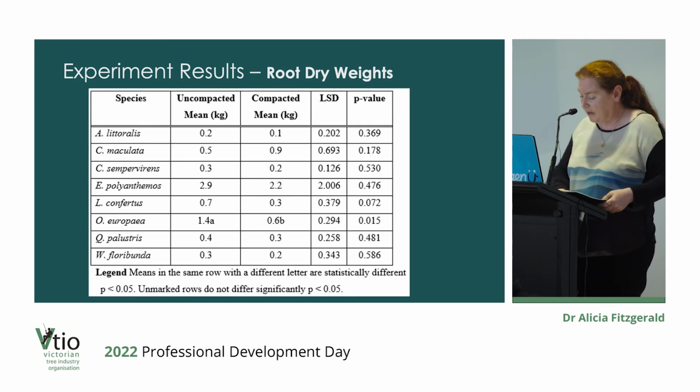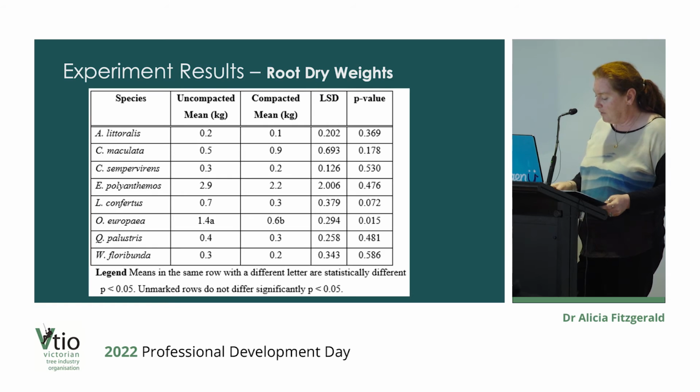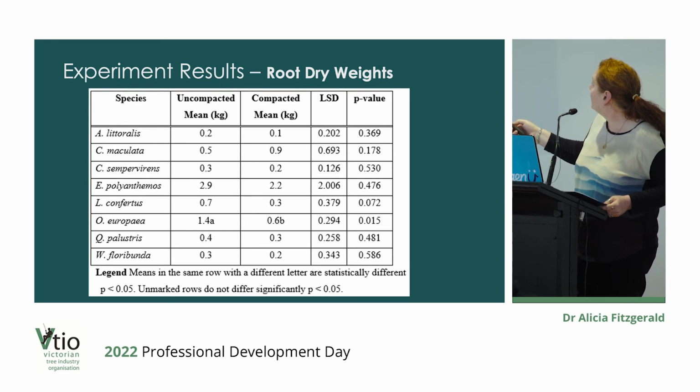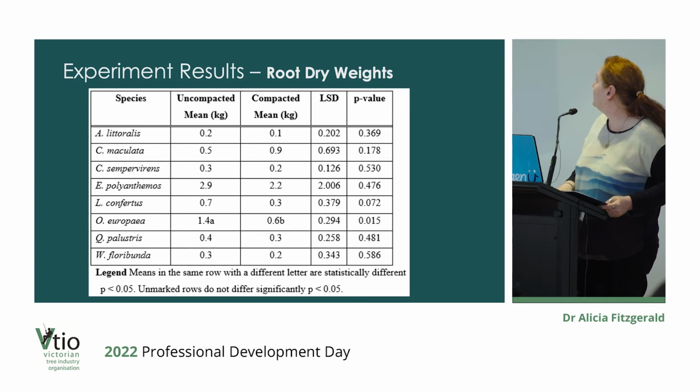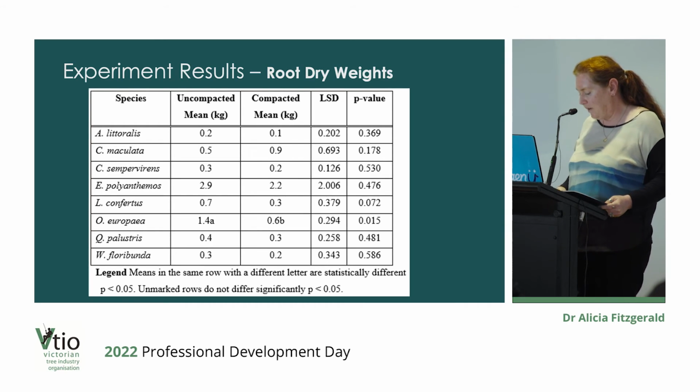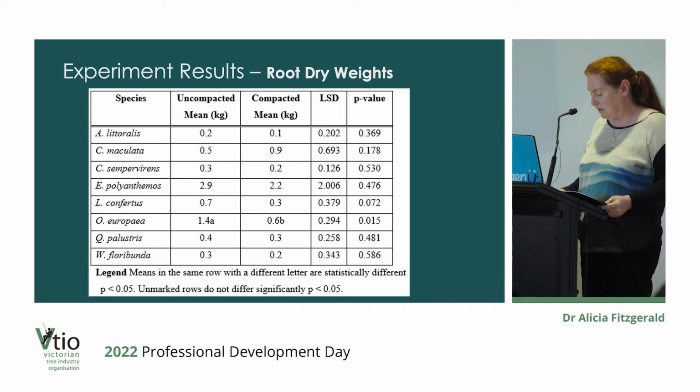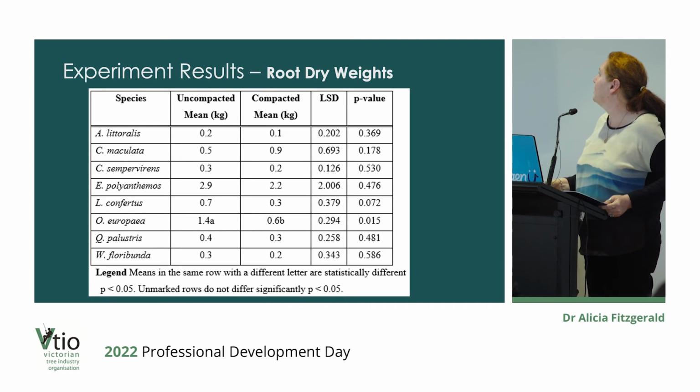So for the root dry weights, olive was the only species which had a significant difference between treatments. So this is showing where the roots were significantly heavier in uncompacted soil for the olive, and Corymbia was the only species to have heavier roots in compacted soil, although the difference was not significant.